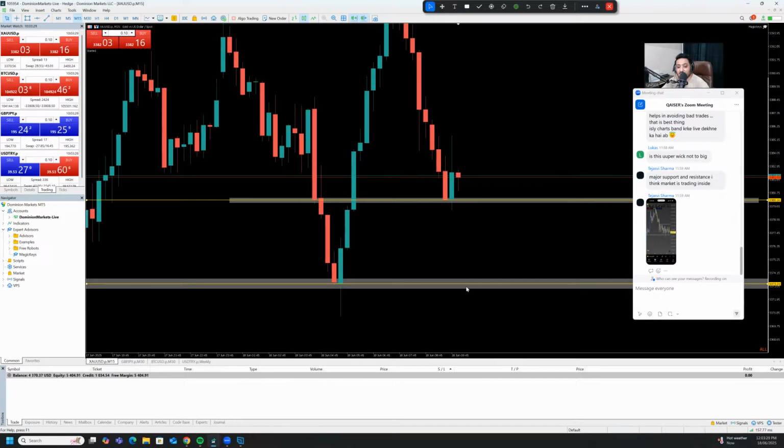Impulse entries actually are very risky. It's mostly a risky one, but you just need to get experience with it. Once you get a proper grip on these impulse entries, you will make a bunch of money.